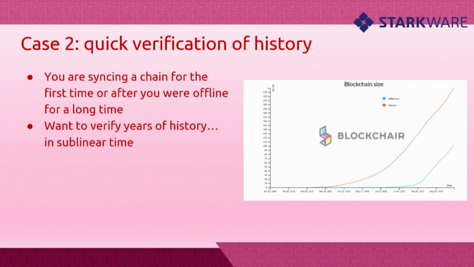Quick verification of history, right? So suppose that you're syncing a chain for the first time, or you've been offline for a long time, and you want to just get caught up with the history, and you want to verify all of this stuff. So you want to establish this guarantee that the data is available and that the data is correct in sublinear time. So in sublinear computation complexity and in sublinear data complexity.